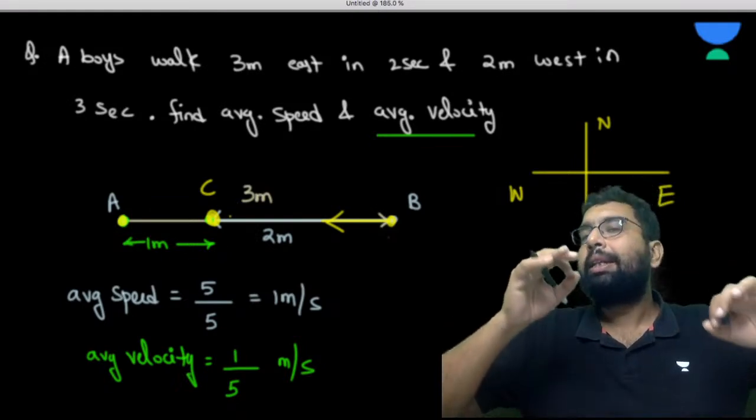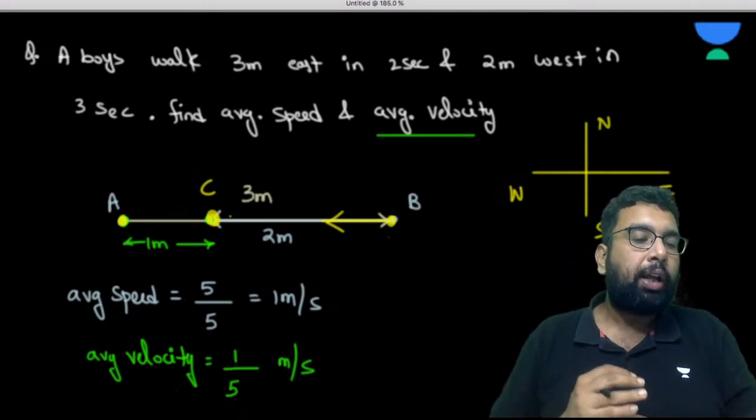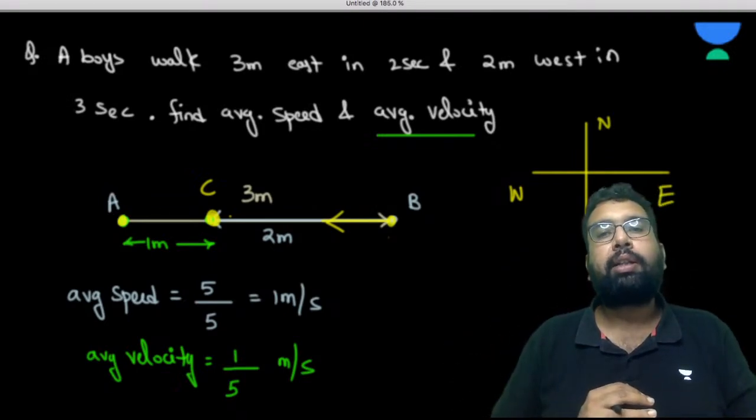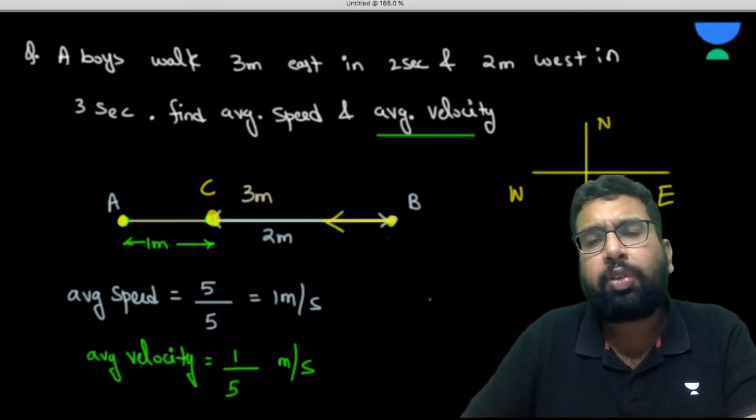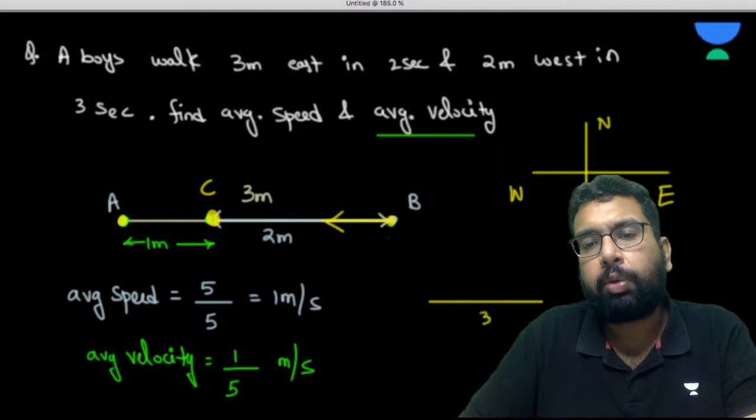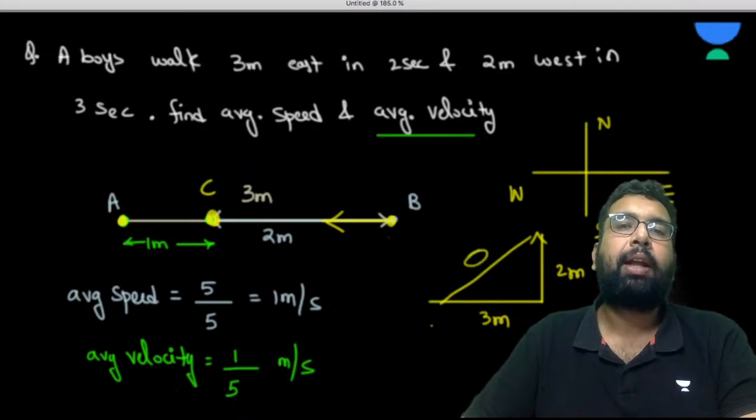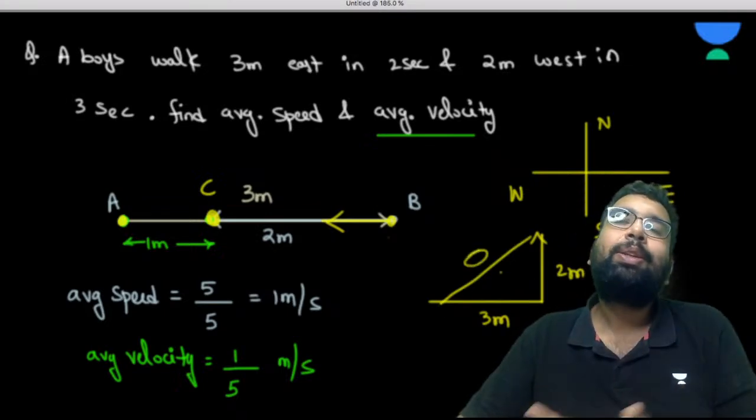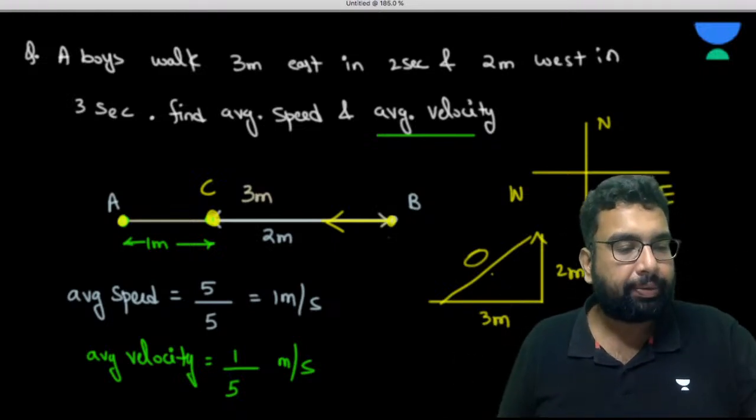Now, what is the initial position of the boy and what is the final position of the boy? It is west, my dear, west, not north, right? What if it was not west? It would be like this, not 3 meter, then 2 meter. Then what would be the displacement? This distance would be the displacement. Are you getting my point? We would have joined these two, right? So it can be anything.